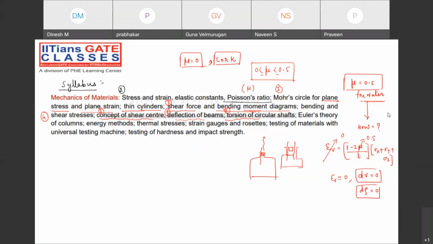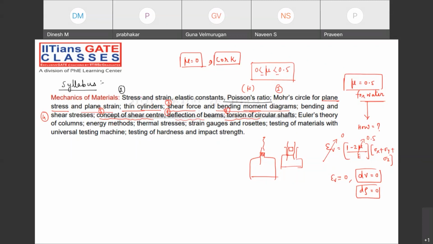I'm asking you, have you seen anywhere the torsion of the non-circular shaft or non-circular channel, square channel or something like that? It is there. But in our GATE syllabus, only the torsion of the circular shaft is mentioned. Understanding what I'm saying? All of you are understanding? That is our 7th chapter, right?